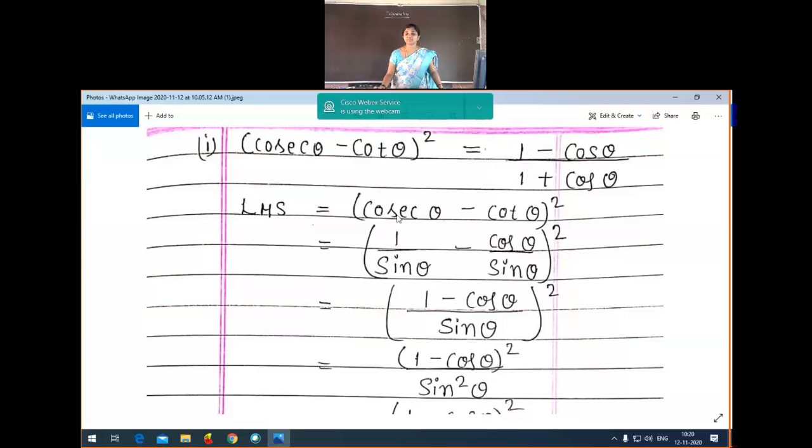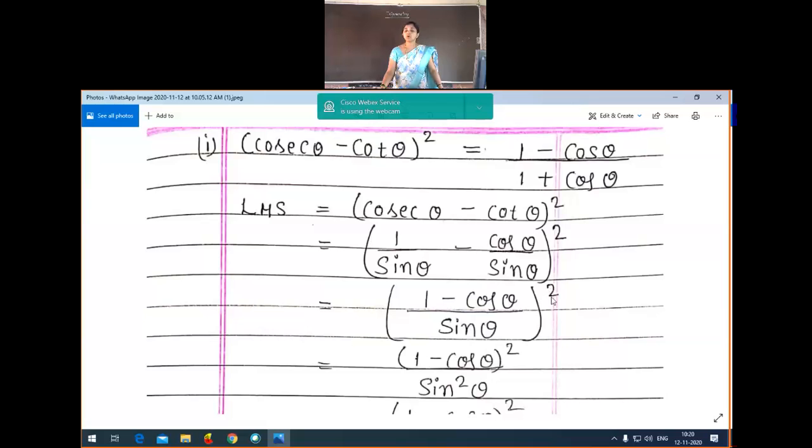Okay, we have to express this cosec in the form of sine, that is 1 by sin theta minus cot theta, which we can write as cos theta by sin theta. So the whole square stays the same. Next, see here, subtraction: 1 by sin theta minus cos theta by sin theta. The denominator is the same, sin theta only. So in the numerator, 1 minus cos theta, whole square.